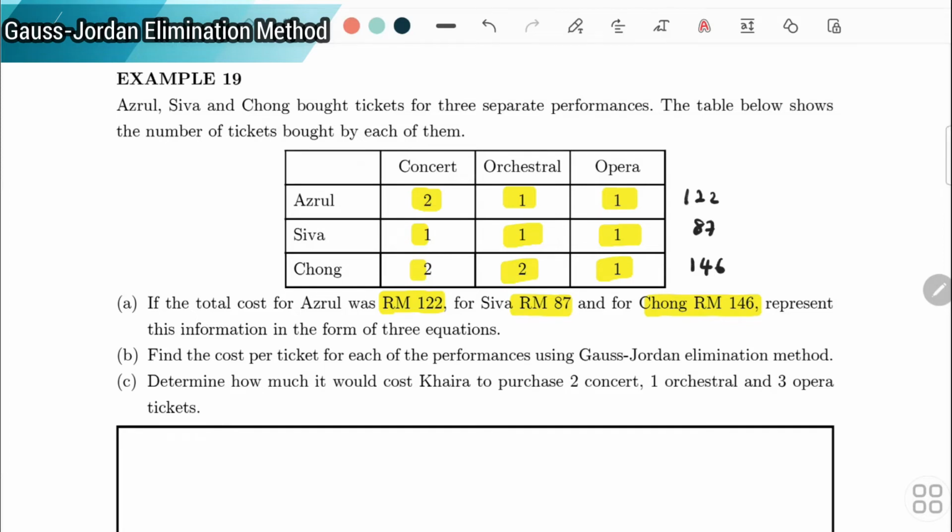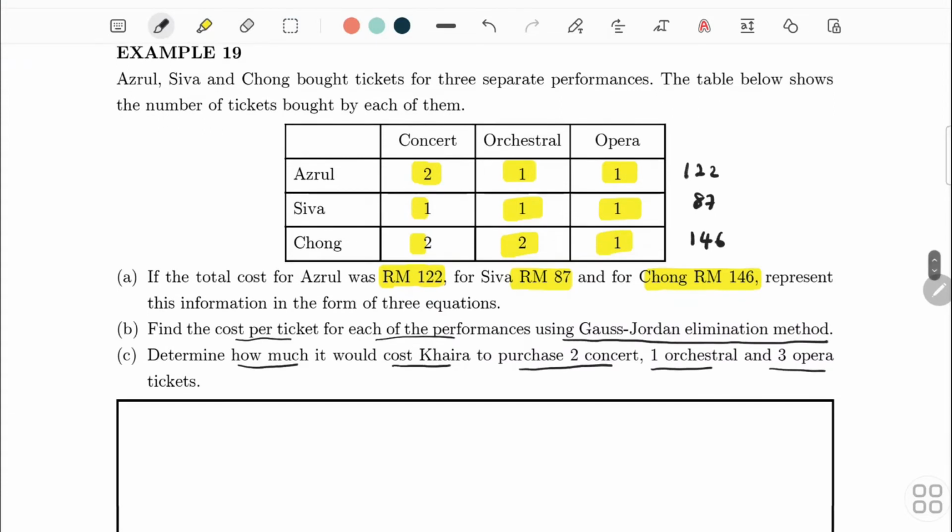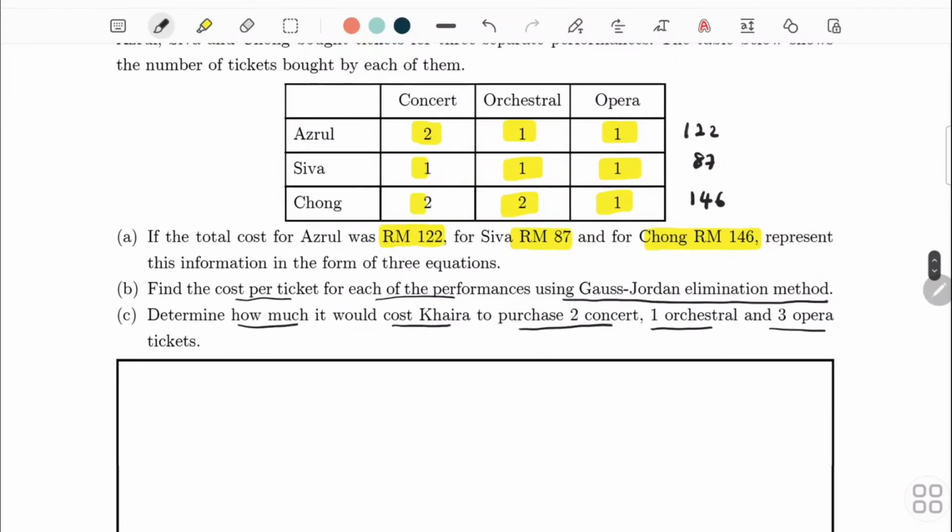The second part of the question: find the cost per ticket for each of the performances using the Gauss-Jordan elimination method. And the last question asks how much it will cost for Khaira to purchase 2 concert tickets, 1 orchestra and 3 opera tickets. So we have 3 instructions in the question. We are answering the first part of the question, which is forming 3 linear equations.